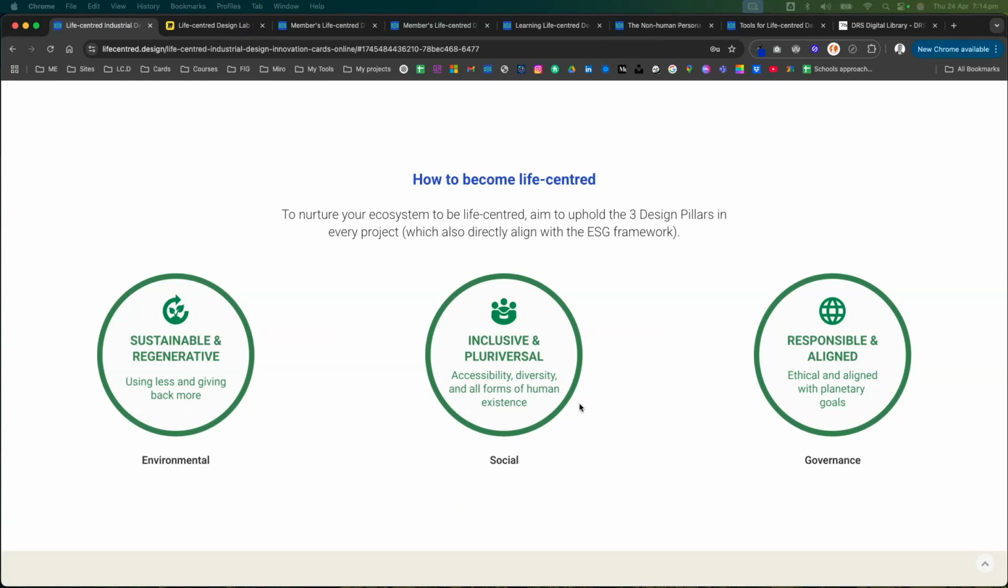Inclusive and pluriversal, this is our social aspect. So designing inclusively for accessibility, diversity, but then thinking more broadly about the different cultures that our life cycles may impact, and stopping that impact. And then responsible and aligned: designing responsibly, ethically, not using dark patterns, but then having the organization aligned, as I said, with broader planetary goals. So if we aim to uphold these pillars in every project, we can transform projects to become more life-centered and respect the needs of all life, all the peoples, all the animals, and the environments.